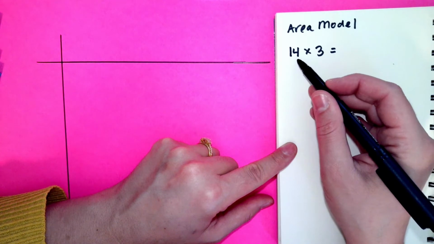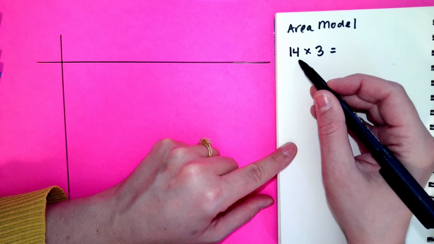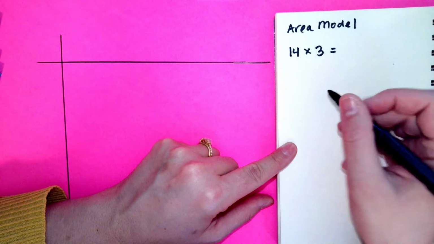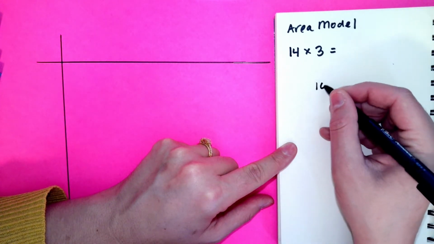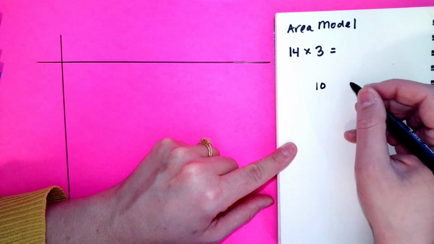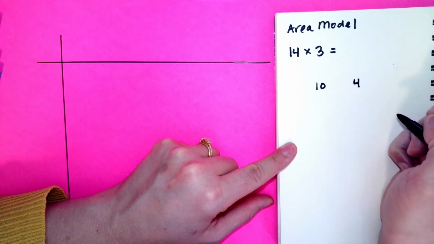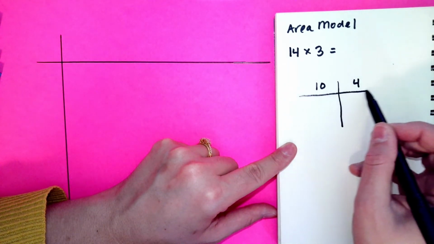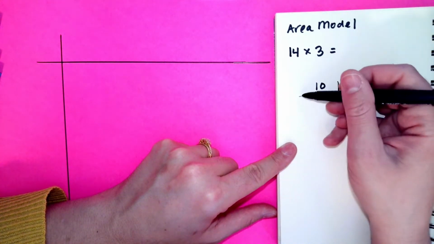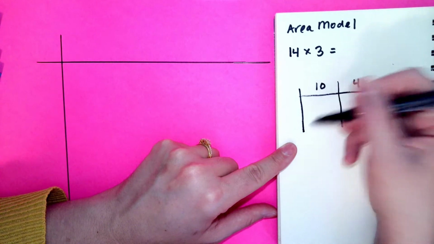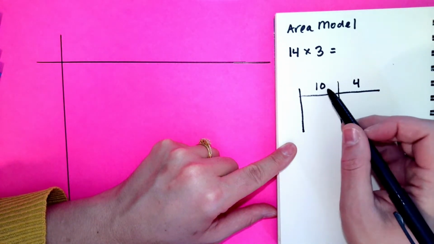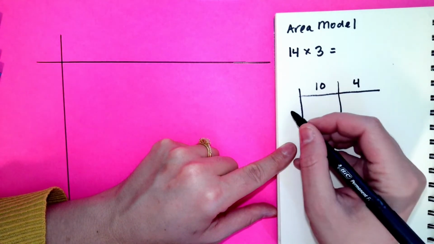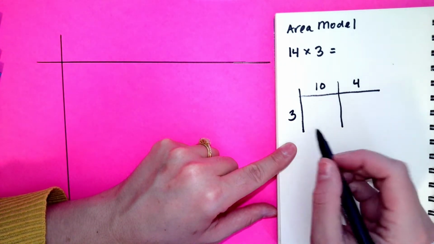We're going to decompose our first term, 14, into tens and ones. So 14 is really 1 ten plus 4 ones. And to create our area model, we're going to make a table around our terms: 14 represented as 1 ten and 4 ones, and our other term, 3.